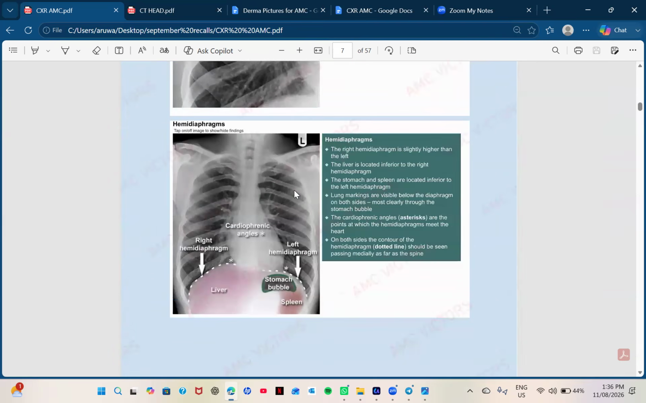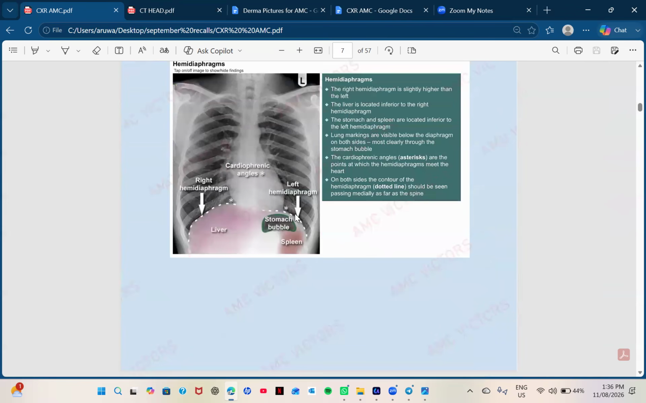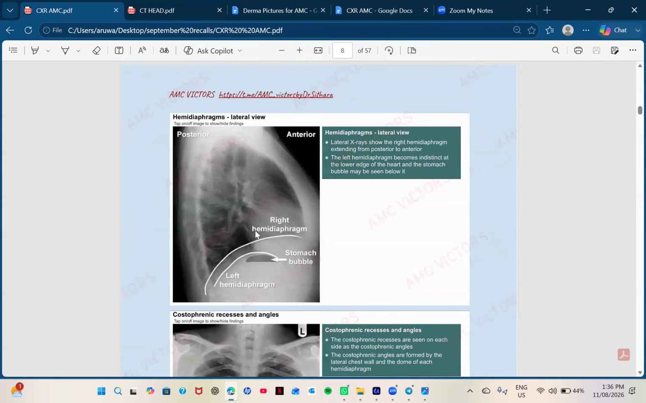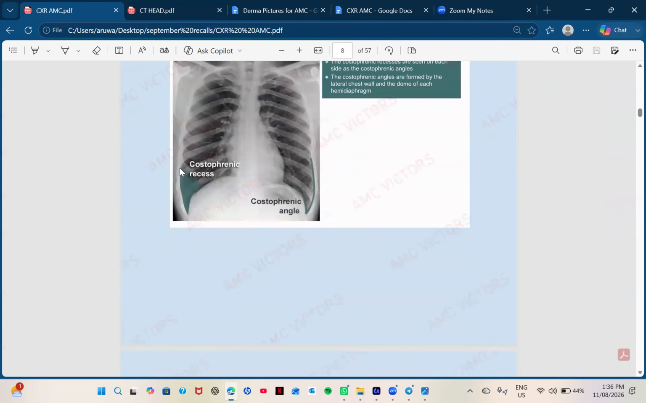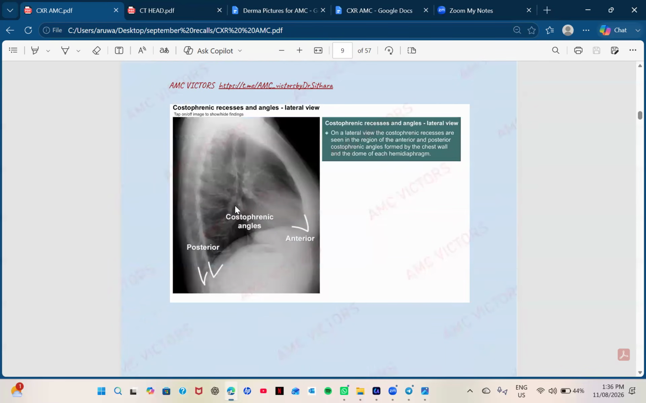Okay, so we'll discuss pathologies. Here is the liver and stomach bubble. The spleen is here, the left hemidiaphragm, the right hemidiaphragm. It's like a general idea. The costophrenic recess, the costophrenic angle here, the angle here and here. Those are the general things.